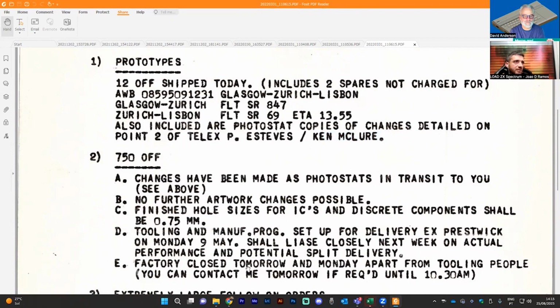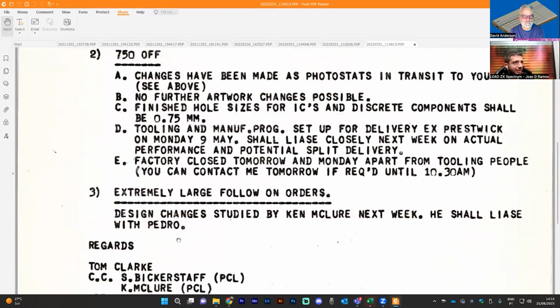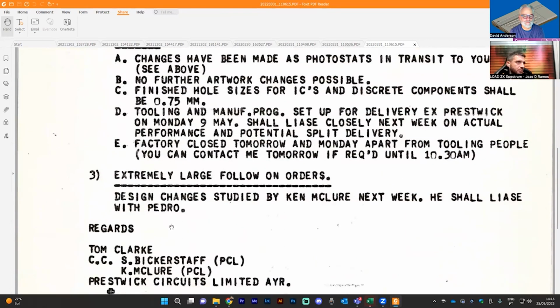Split delivery. Factory closed tomorrow and Monday. Apart from tooling people, you can contact me tomorrow. Extremely large follow-on orders. Design changes by Ken McClure next week. Inshallah is with Pedro. Pedro is the director of production in Portugal.